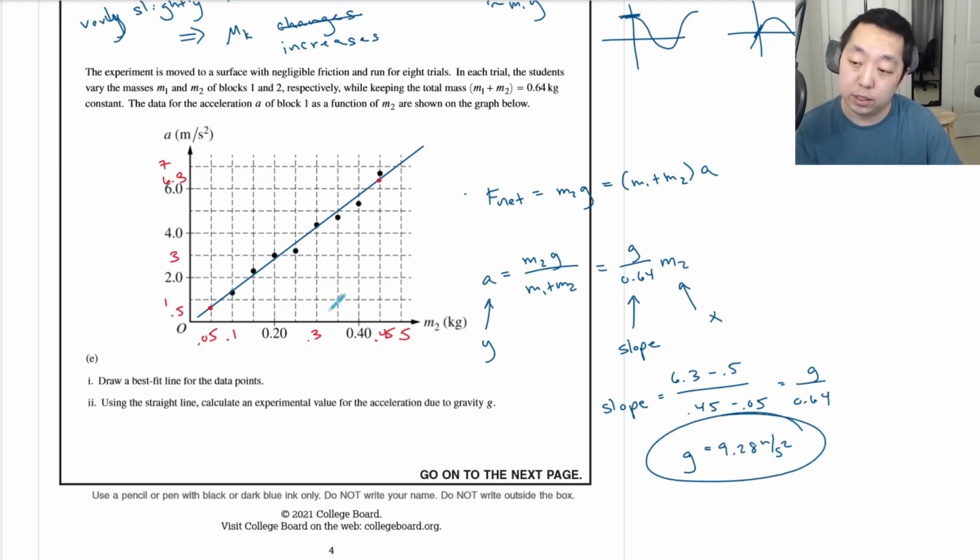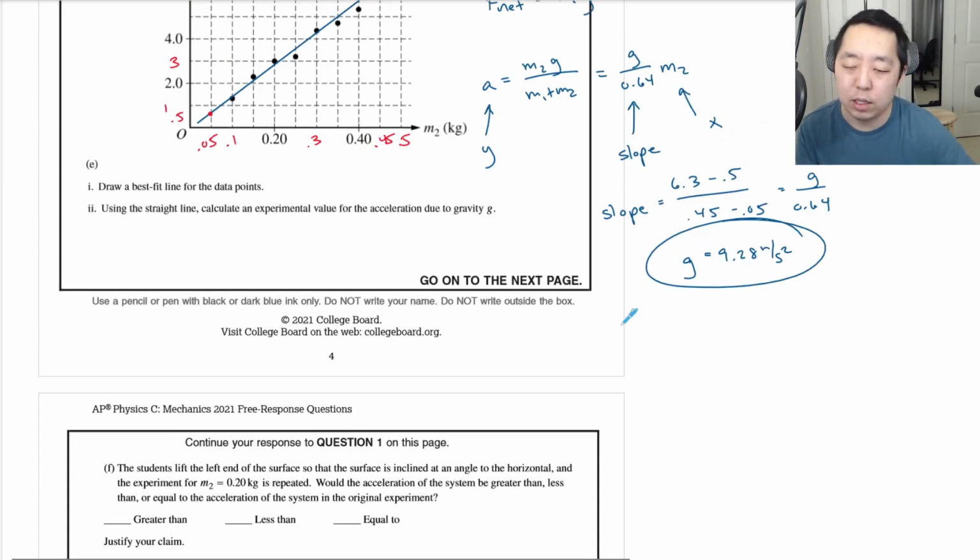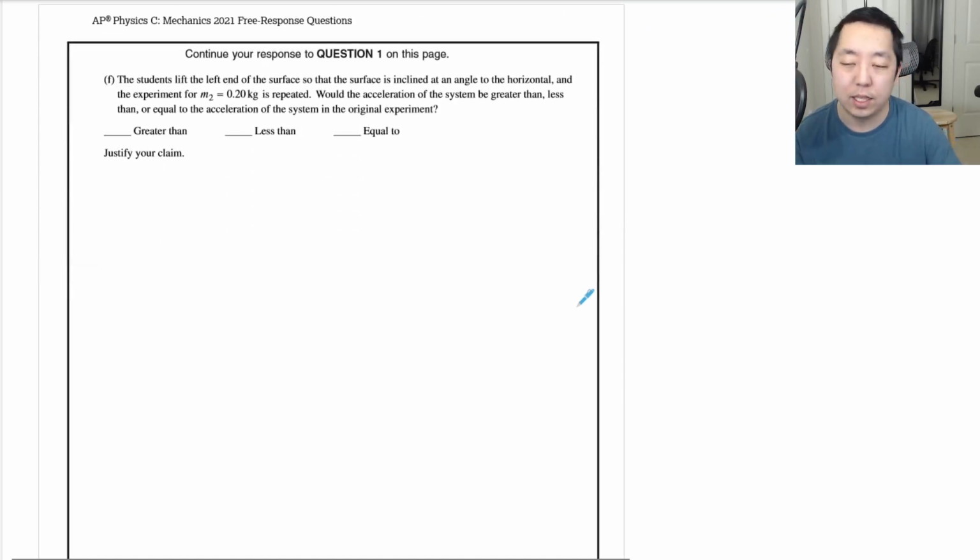Obviously, your answer will vary depending on how you drew your line. So don't worry too much, but it should be something reasonably close to 9.8, plus or minus 1 or 2 meters per second squared.